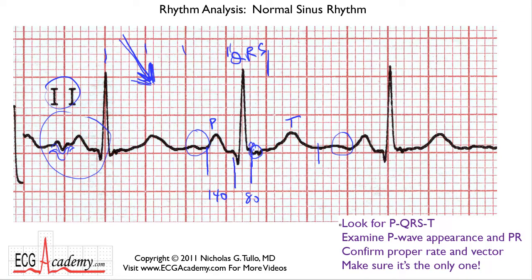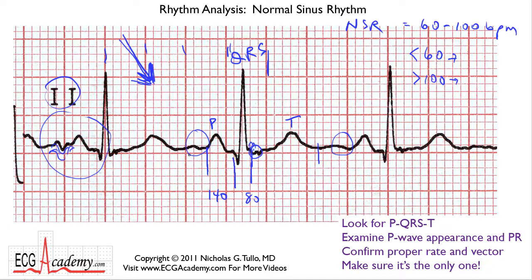So what do we have? We have a normal PQRST appearance. The PR interval is normal. The P wave appearance is normal. The rate is in the normal range. What is the normal range for normal sinus rhythm? It should be 60 to 100 beats per minute. Anything less than that, if it's less than 60, we'll call it sinus bradycardia. And if it's greater than 100, we'll call it sinus tachycardia. That's going to be in the chapter after this. We'll talk about those two specific arrhythmias.